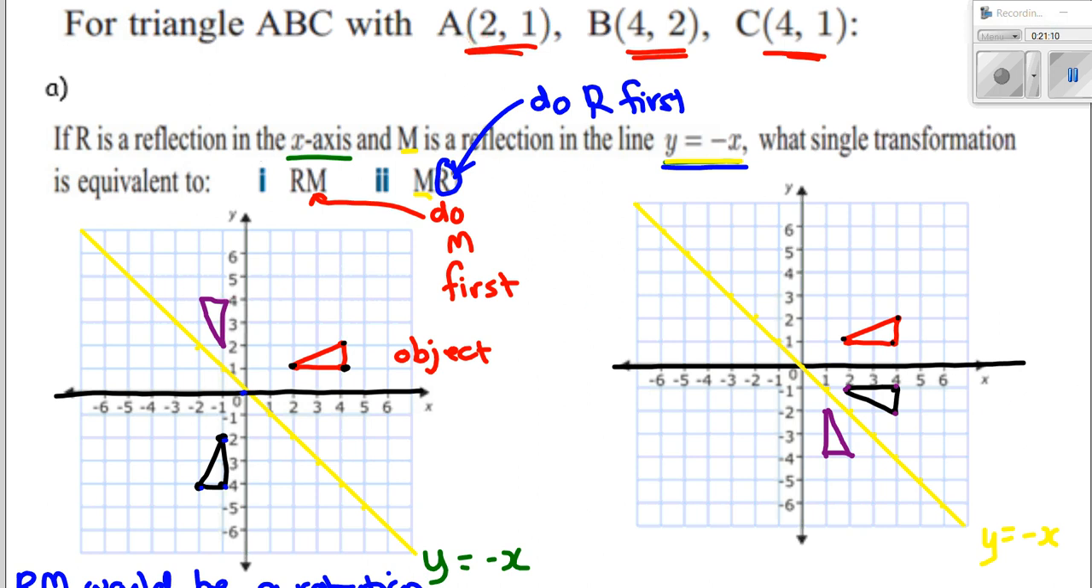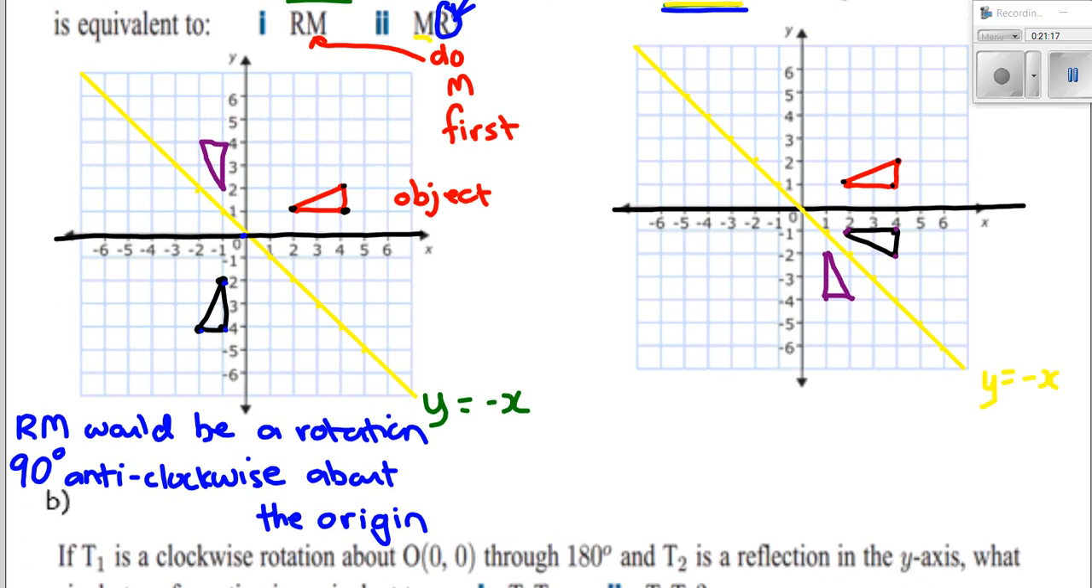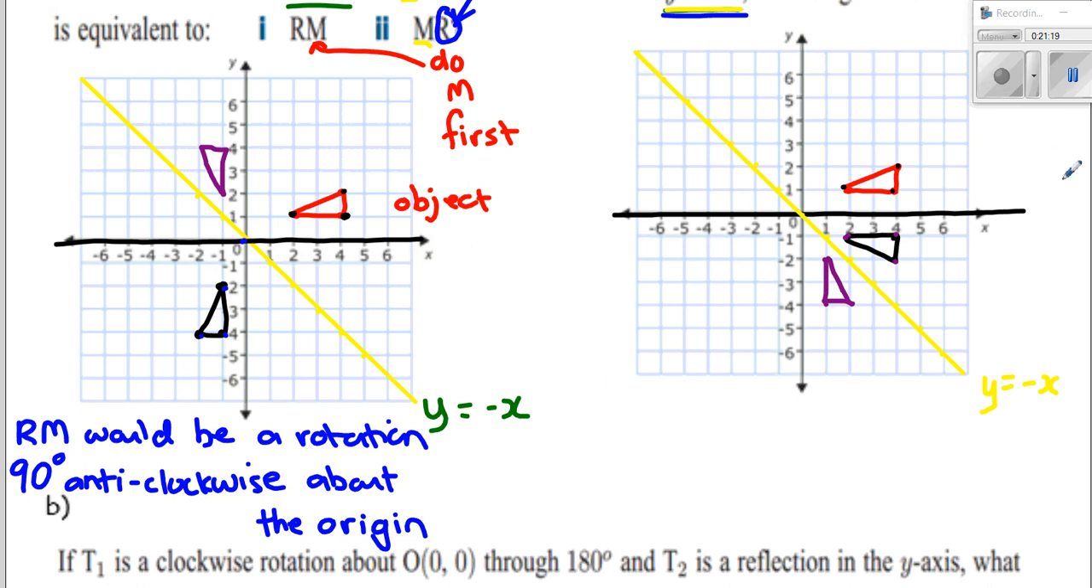There you go. Drawing the diagram is really just to help us see what single transformation is equivalent to going from the red object to the purple image. You could, if you wanted to, remind yourself that that is the object. In purple you can write purple diagram is the image. So what we're doing is MR. What single transformation could you describe going from the red object to the purple final image? What's a single transformation that is like that?